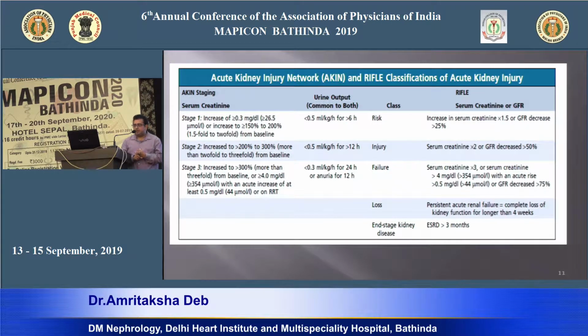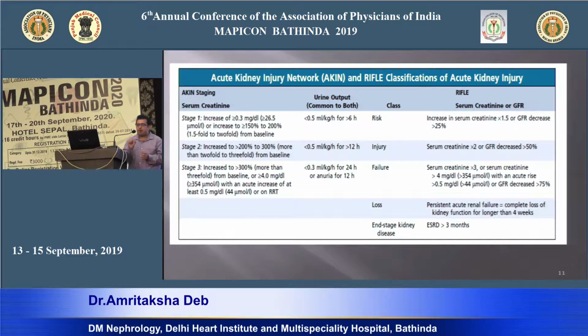One is the serum creatinine values, the second is urine output. So, a drop in urine output of less than 0.5 ml per kg per hour, that is for a 50 kg man having less than 25 ml of urine, for more than 6 hours constitutes acute kidney injury stage 1. Stage 2 is when this same thing occurs for more than 12 hours.